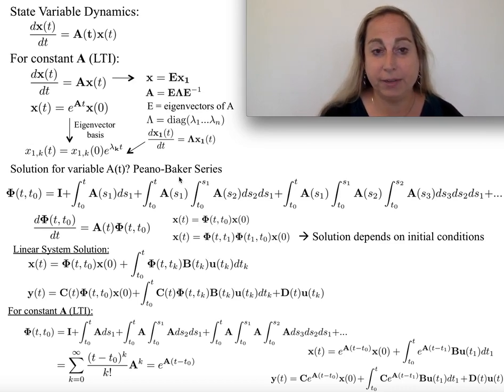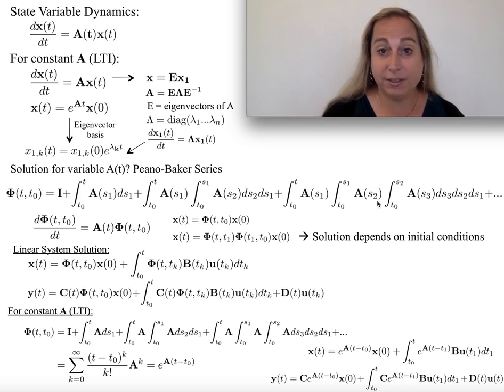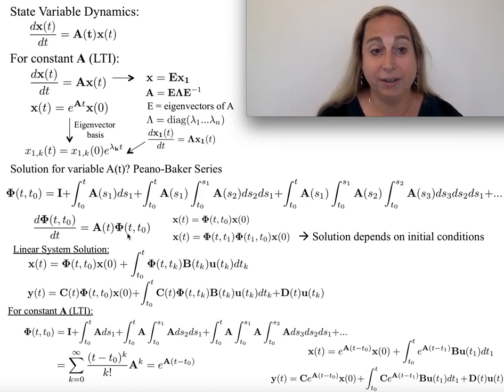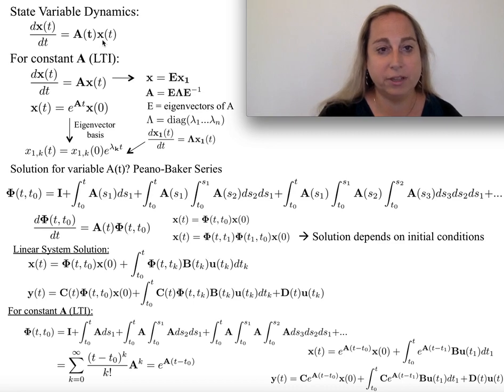It's this Peano-Baker series, which is basically going, again, looks like 1 plus a first integral plus a double integral plus a triple integral. This is sort of a linear series which is giving me higher and higher powers to handle this. Now what's interesting about it is that this particular series, if I take the derivative of it, it equals A of t times that function.